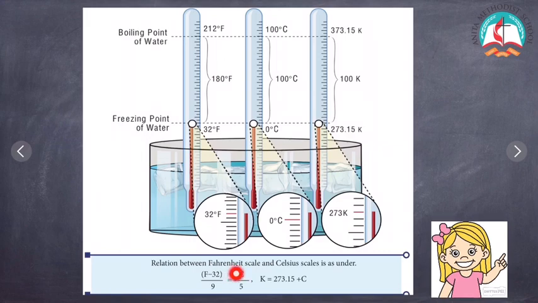So this is the formula for Fahrenheit, Celsius and Kelvin. (F minus 32) by 9 is equal to C by 5, and Kelvin: K is equal to 273.15 plus C, where C is Celsius. So this formula gives you a relationship between the Fahrenheit scale and the Celsius scale.